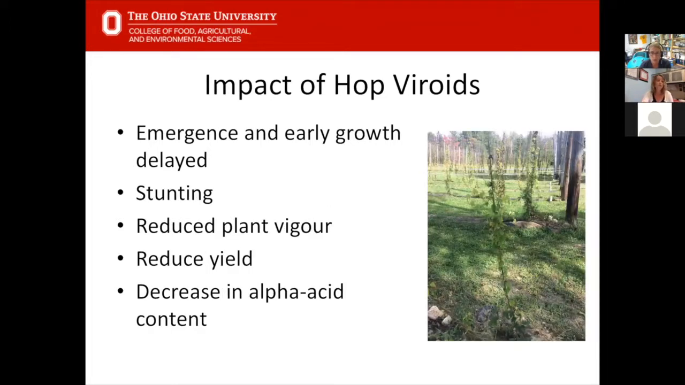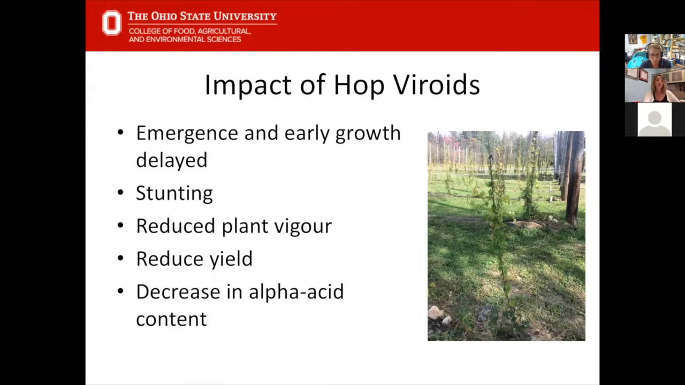For viroids, the symptoms or the impact is a little bit greater than viruses. You'll have similar symptoms, with emergence and early growth delayed. But you also have stunting. And this stunting is really, really impactful because you basically get very little foliage and very minimal cones. And although it's accumulative, you'll see it a lot quicker, within 1 to 2 years versus maybe 5 or 6 years with the viruses.